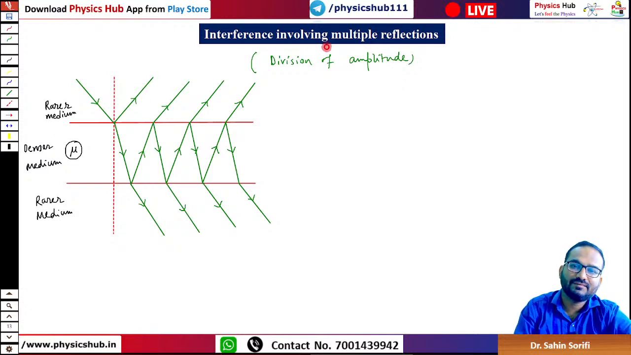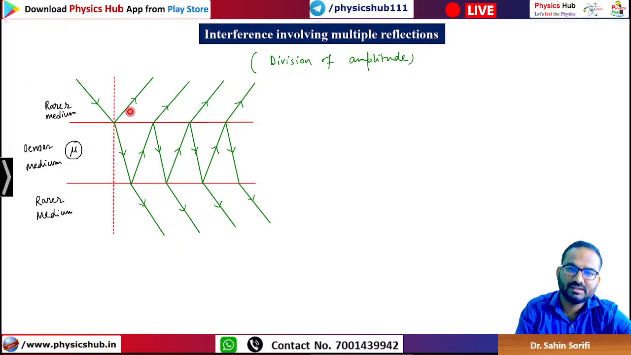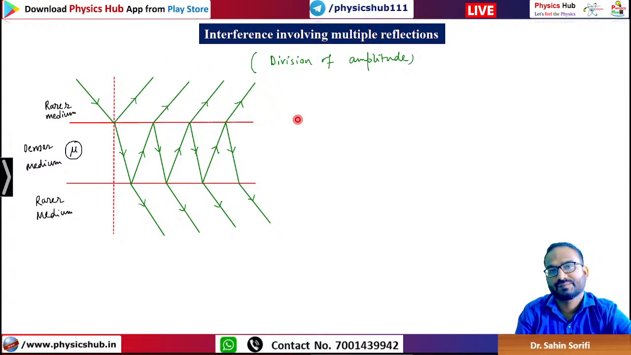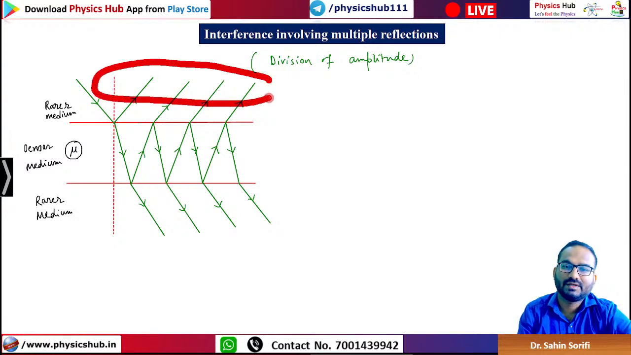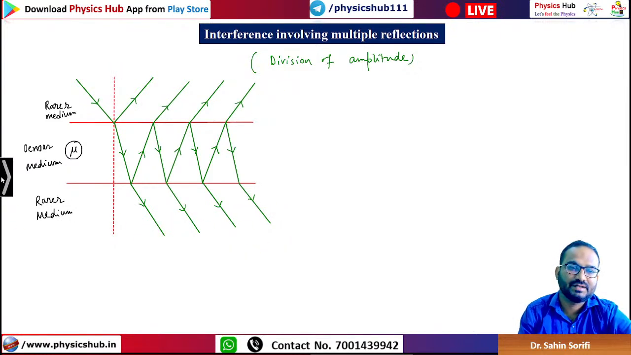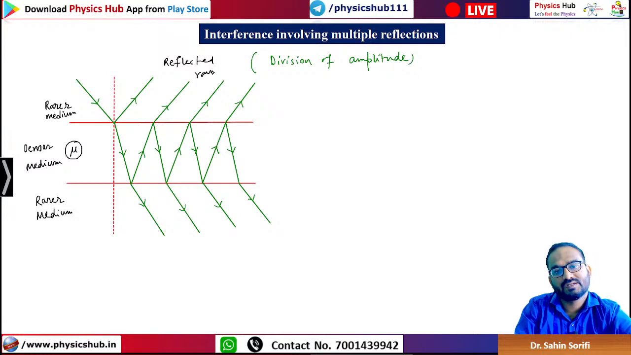Now the main interference will be generated by these two rays. Although you have to consider all the reflected rays to get the proper calculation, the main contribution comes from the interference of these two. So we can get interference from two sets of rays: one from the reflected rays, another from the transmitted rays. These are the reflected rays, and one interference pattern we will get from them. Another interference pattern we can obtain from the transmitted rays.